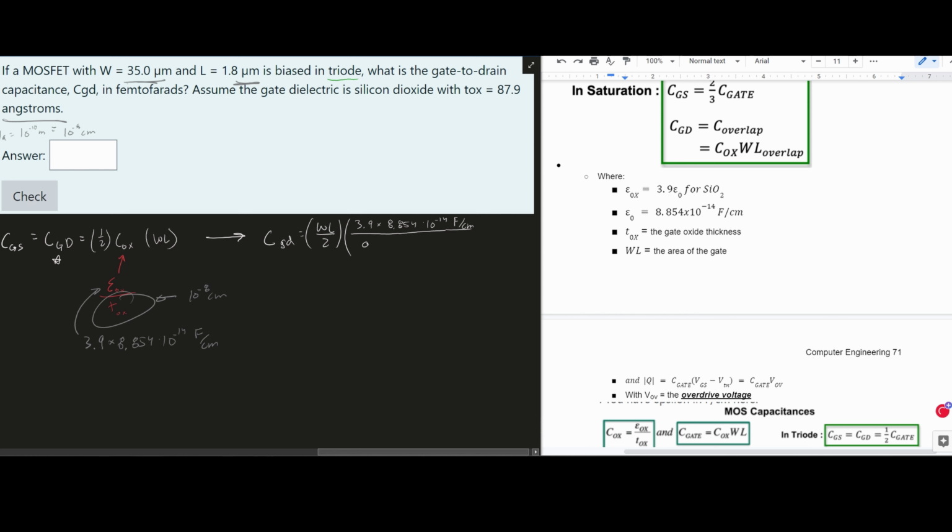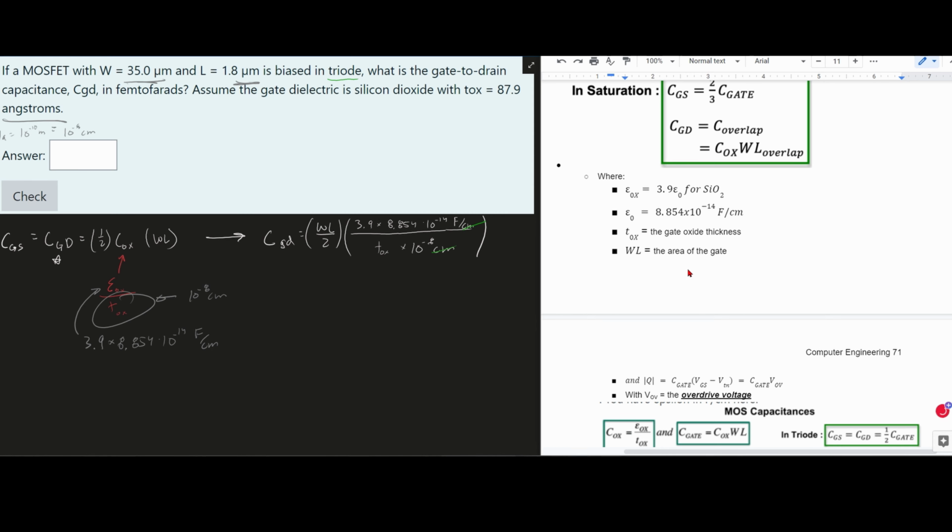Our TOX is 87.9, and just to keep it general, if you have any different numbers, we're going to do TOX times 10 to the negative 8 centimeters. This way, our centimeters are going to actually cancel out. We can even cancel these out, but we won't worry about that right now. So we're going to close this off like this, and this is going to be our equation. So now we would just plug our values in.